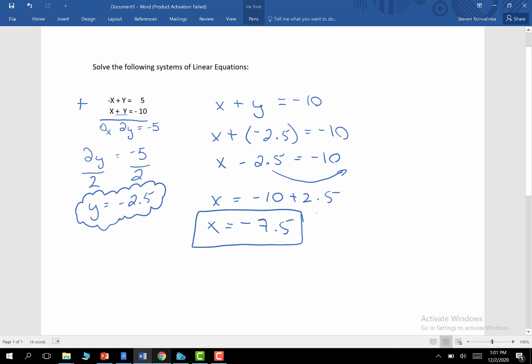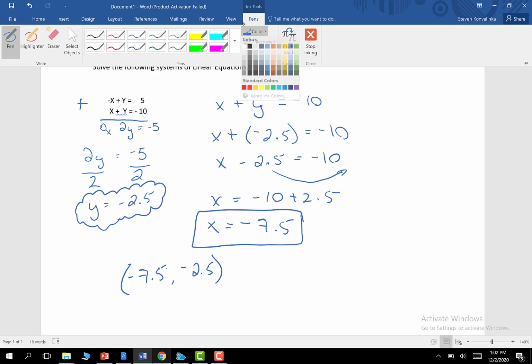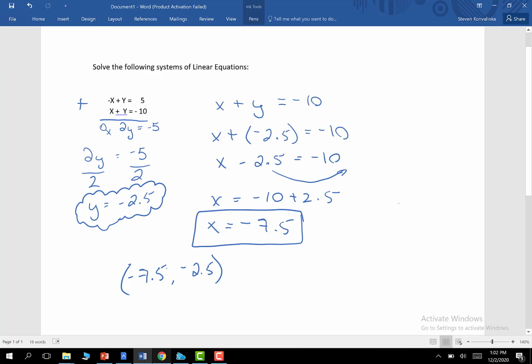So we get like a coordinate, basically. x is negative 7.5 and y is negative 2.5. That's our coordinate. So if we were to graph these two lines, maybe I'll make a nice orange graph here. If we were to graph these two lines, one line would come like this, and the next line would come like this. And the point where those two lines intersect is going to be this negative 7.5, and negative 2.5.